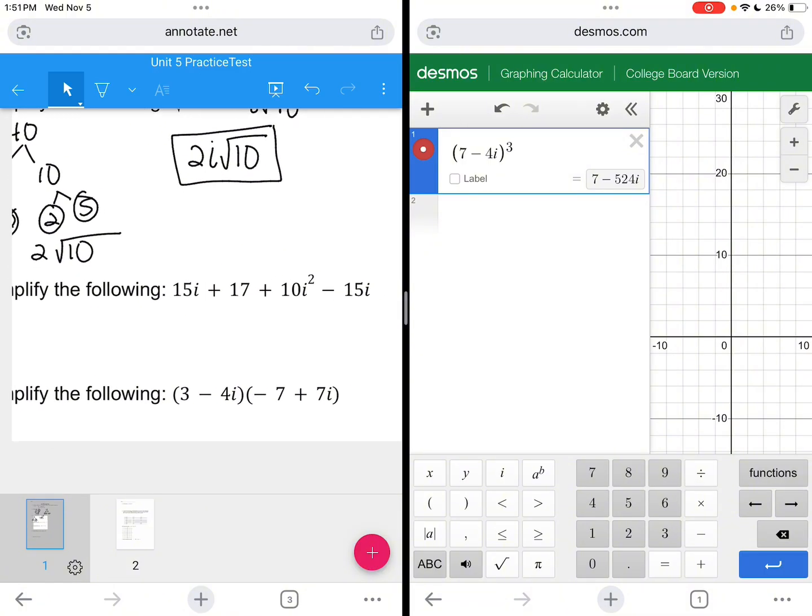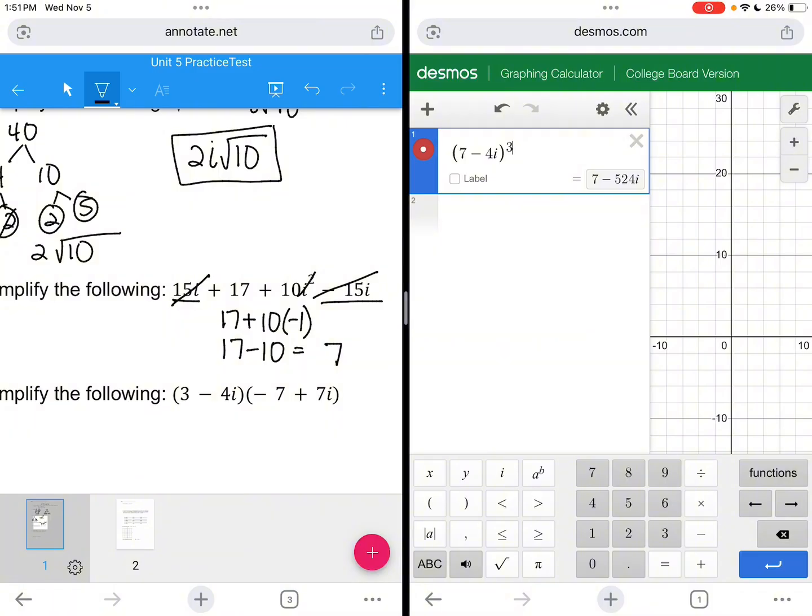Number 4, you could do in the calculator and just type it in, or you can go ahead and combine like terms. I know that 15i minus 15i is going to give me a 0. And I know it's going to be 17 plus, and I know i squared is really just negative 1. So it's going to be 7 and then a minus 10, which will give me 7.